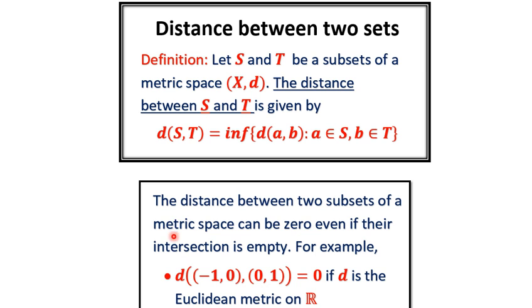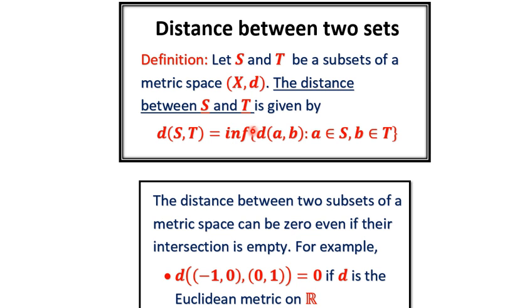But before we do that, you have to remember the distance between two subsets of a metric space can be 0 even if their intersection is empty. And to see that, we give a very simple example here. Suppose we have the metric space, the set R, and the metric on this set is the Euclidean metric. Then of course the distance between this interval and this interval is 0, even though the intervals have no element in common. And that is because we are dealing with infimum. And you can evaluate this and check for yourself.